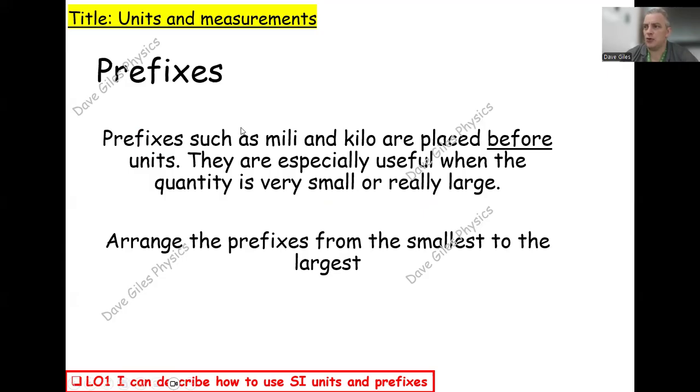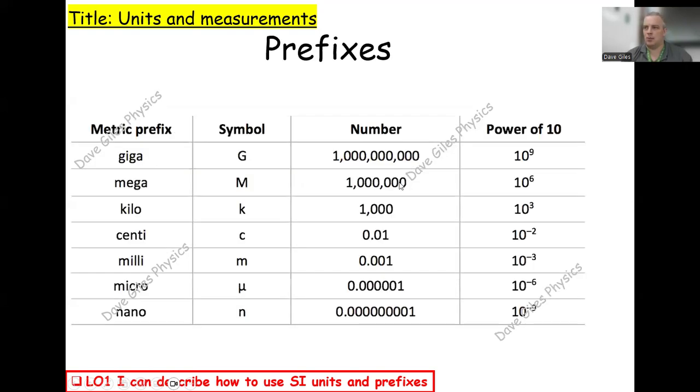Now, prefixes such as milli and kilo are placed before units. They are especially useful when the quantity is very small or very large. So I will put some of these that we use quite commonly on here. You probably only really need to know up to 10 to the 9 and down as low as 10 to the -9. Probably worth taking a screenshot of this and keeping it, because you do need to know all of these.